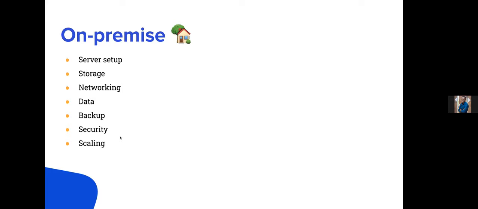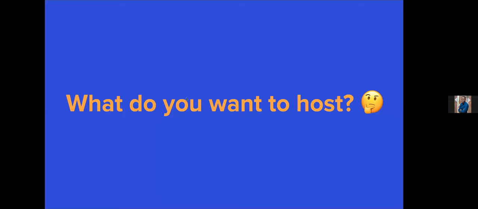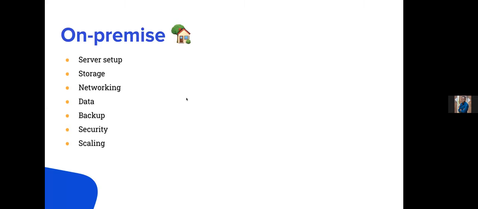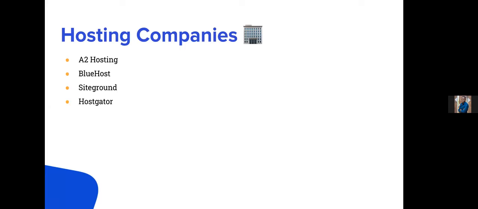On-premise usually means you have this whole building. Let's say inside of Google, for example, they have maybe a whole floor of servers, maybe in the sublevels, and they run everything there. That's basically on-premise. And then you can also choose to host your application with hosting companies.